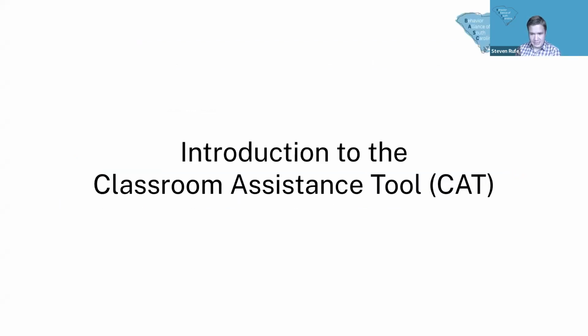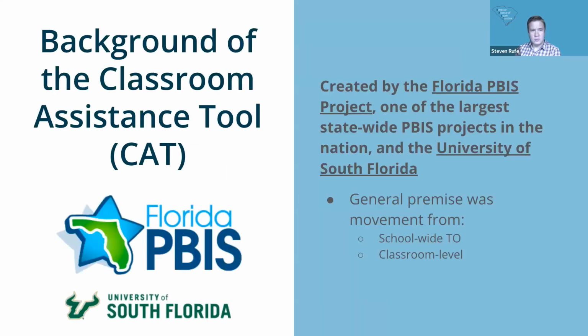So let's talk a little bit more about this Classroom Assistance Tool, or CAT. The Classroom Assistance Tool was developed in coordination with Florida PBIS's project and the University of South Florida. The Florida PBIS project is one of the largest statewide projects in the nation, and the general premise in the development of this tool was that the general field of positive behavior support was focusing largely on school-wide implementation, or the creation of school-wide norms, an expectations matrix, maybe a PBIS handbook that everybody was oriented to in the beginning of a school year. After that happened, though, the expectation was that that would translate into teacher practice. And the Classroom Assistance Tool was an attempt to provide feedback on the classroom level to make sure that the practices that are being developed and presented on at the school-wide level come to fruition at the individual educator level.